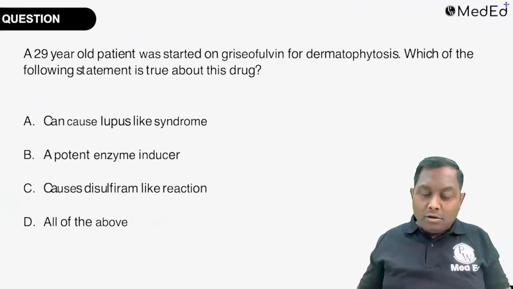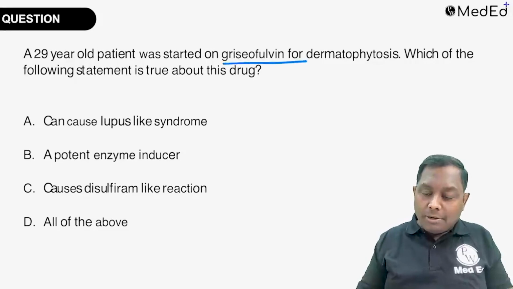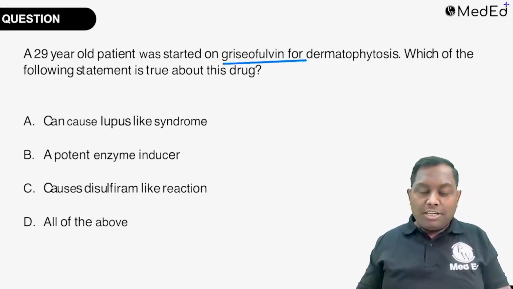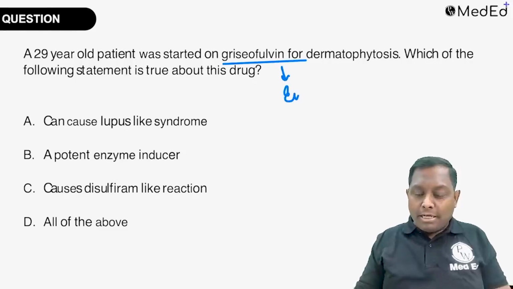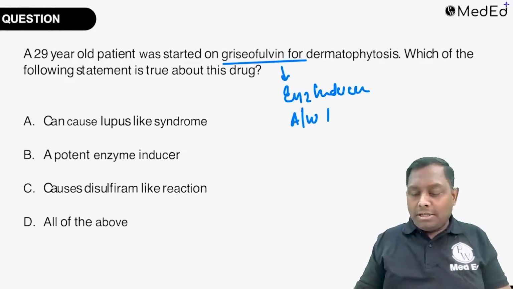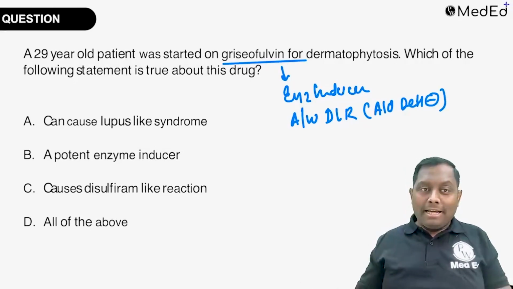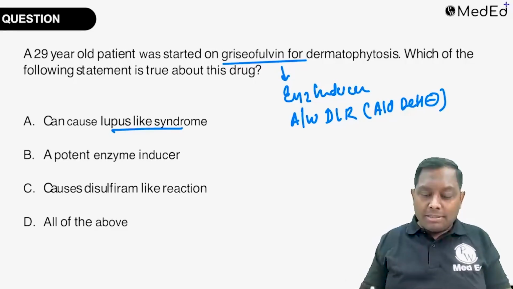Next is a 29-year-old male started on griseofulvin for dermatophytosis. Which of the following statements is true about this drug? Griseofulvin is a very potent enzyme inducer, you already know. It is also associated with a disulfiram-like reaction because of its aldehyde dehydrogenase inhibiting property. Griseofulvin can cause disulfiram-like reaction, enzyme induction, and it can also cause lupus-like syndrome.